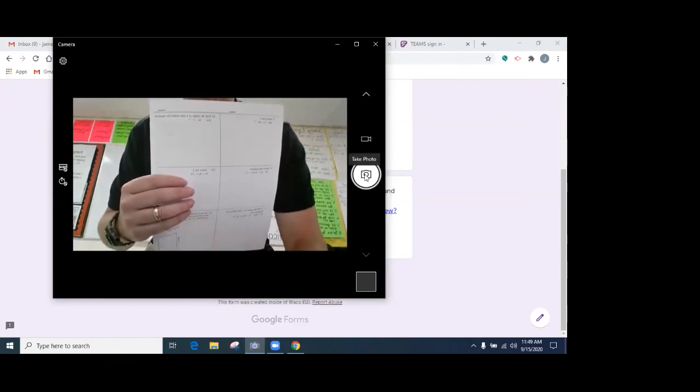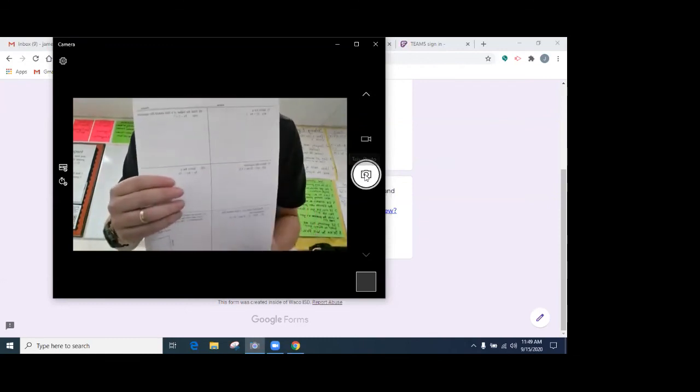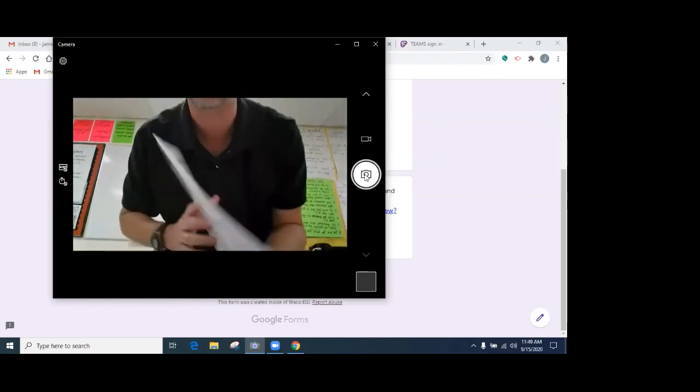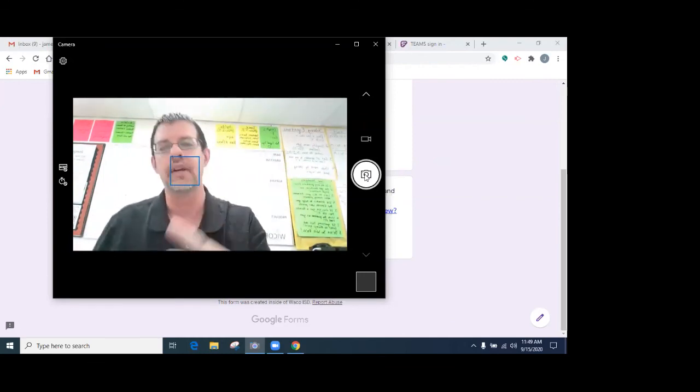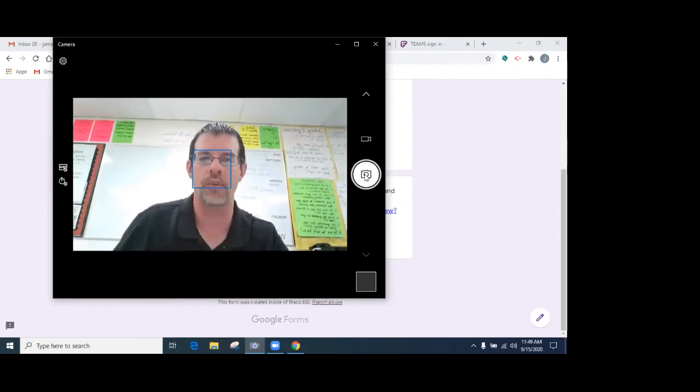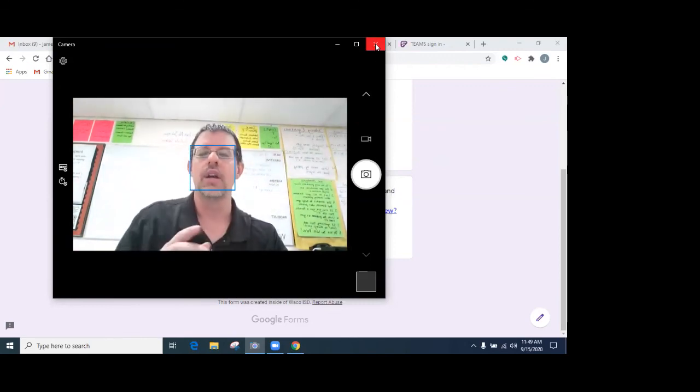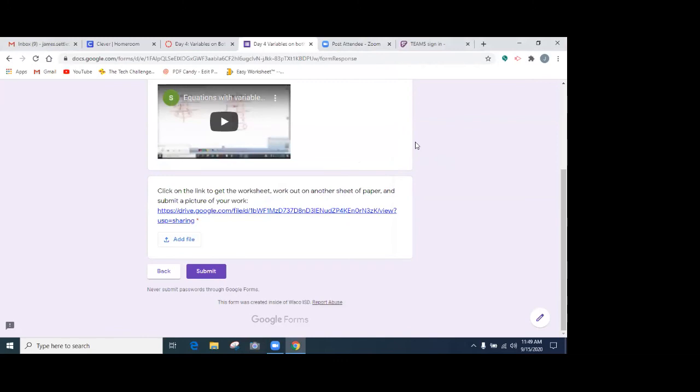And then you could take a picture of the front and the back of your paper. If you're working on more than one sheet of paper, then you can take more than one picture. Once you take that picture, the picture will be in your computer and you can X out. Before I move on, does anybody have any questions on how to bring up the camera? Do I need to go over that again? No, sir. Okay. Everybody's good?